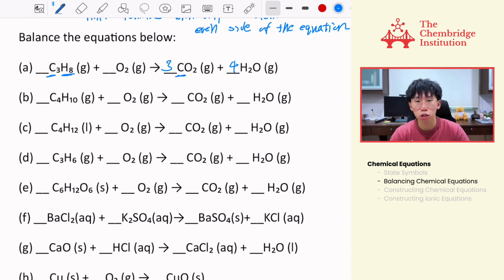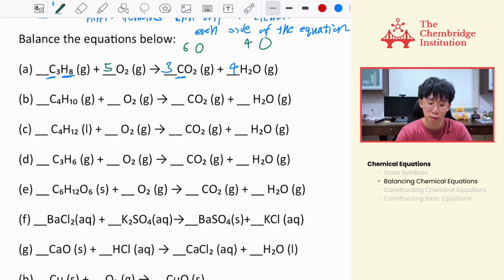The element left is just oxygen. If you calculate everything on the right, there are 6 O's from here, 6 O's from here, and 4 O's from here, so there's a total of 10 oxygen atoms on the right. So we put a 5 here to balance and make sure that there are 10 oxygens on the left as well. Let's take a look at some other examples as we go along, and you'll realize that balancing equations is very easy after going through all this.